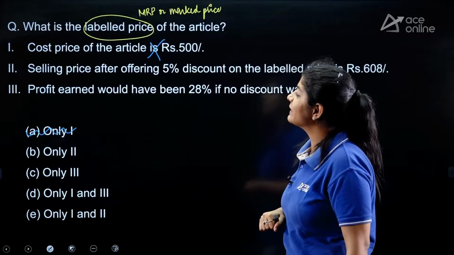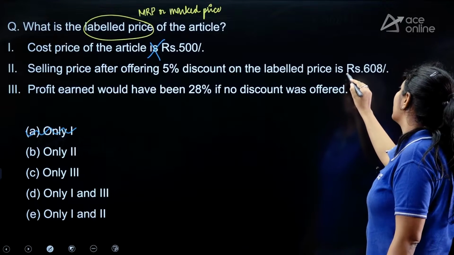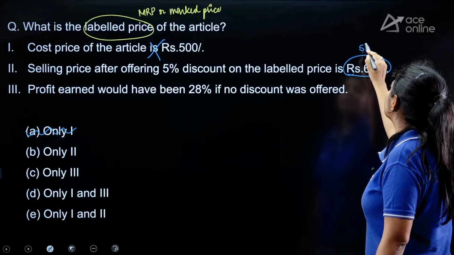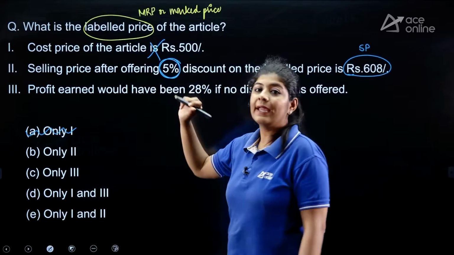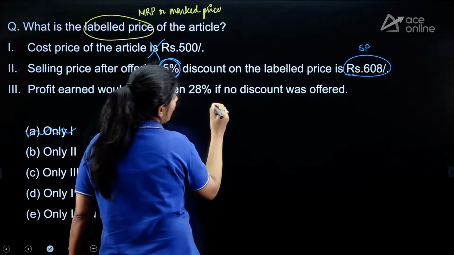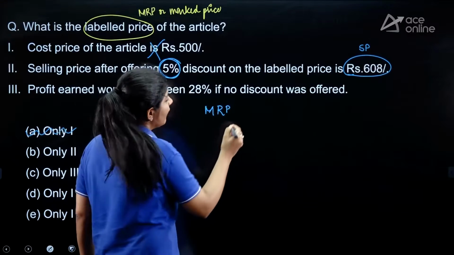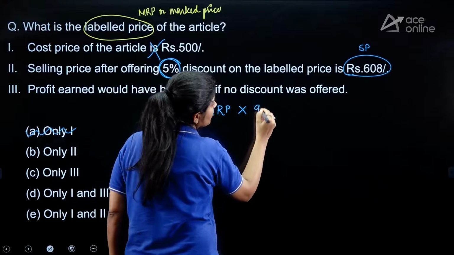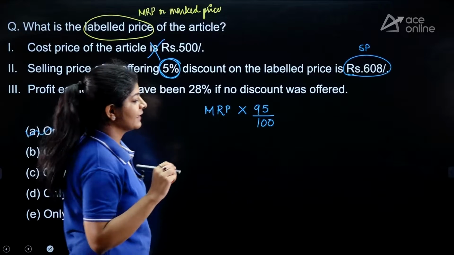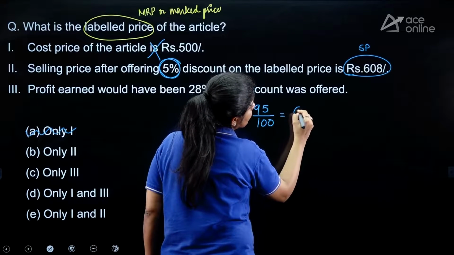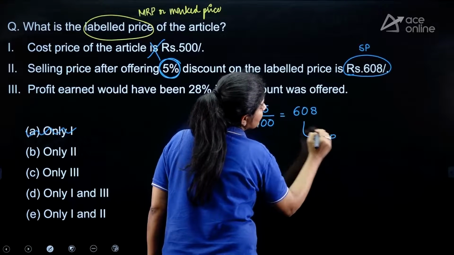Second, the selling price after offering a 5% discount on the labeled price is rupees this one. That means the value that we are having over here is SP. And we know that we always give discount on the MRP, or we can say the labeled price. So whatever MRP we are having, we are giving a discount of 5%. That means we are selling it at 95%. So the value that we are getting over here is this one, and this is nothing but the selling price.